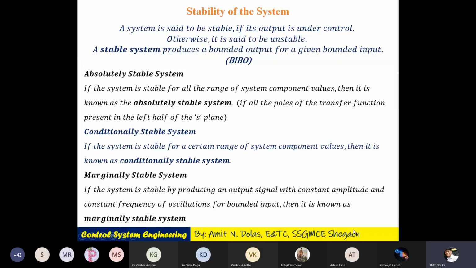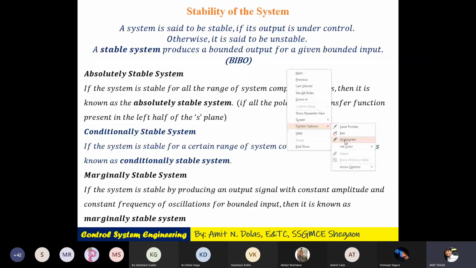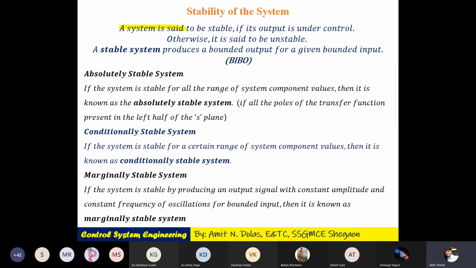Of course, the definitions now. A system is said to be stable if its output is under control. Otherwise, it is said to be unstable. A stable system produces bounded output for a given bounded input. It is called BIBO, bounded input, bounded output. Three types again. Absolutely stable system. If the system is stable for all range of the system component values, wherever the variation is happening, if it is stable for all range, then it is known as an absolutely stable system.